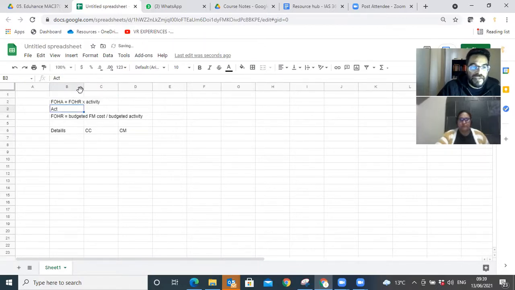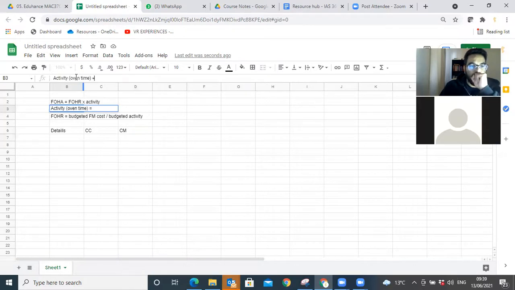So activity, which is oven time, activity, oven time equals fixed overhead, that stays there. Okay, so it will be fixed overhead applied divided by fixed overhead rate. So if we want activity over here, we have fixed overhead applied, we have fixed overhead rate. Okay, so activity, oven time in hours.